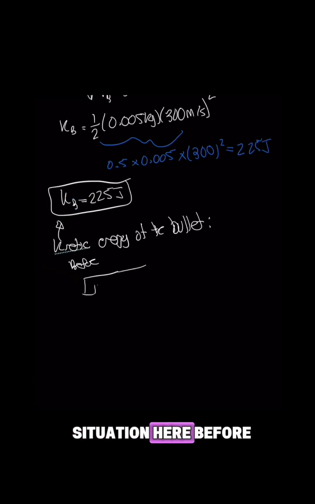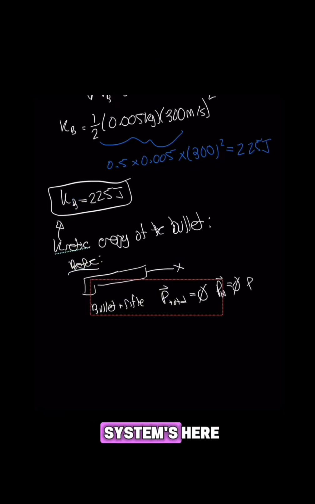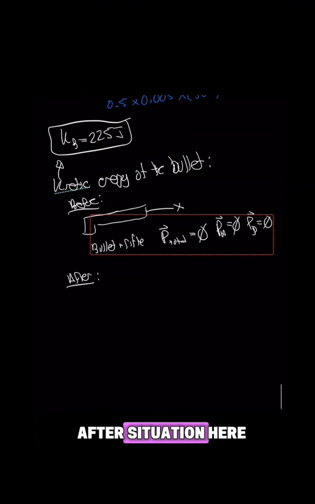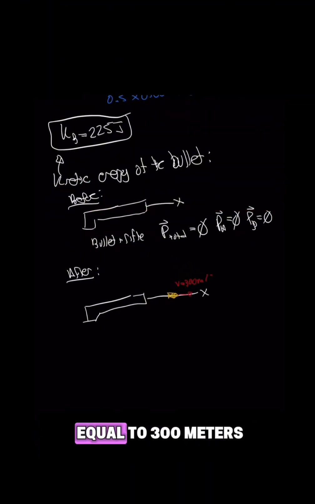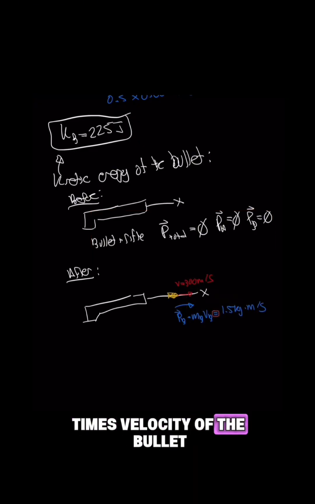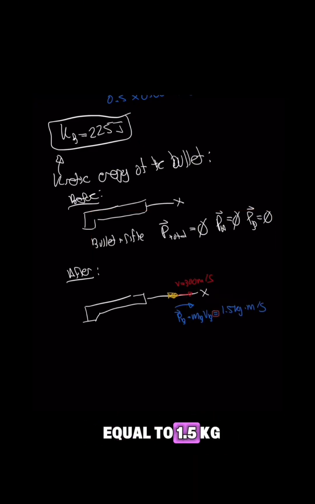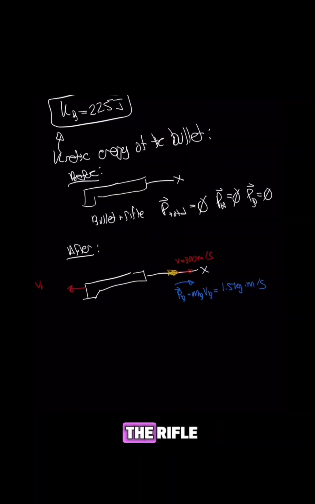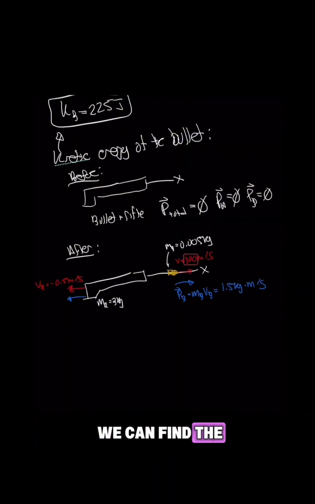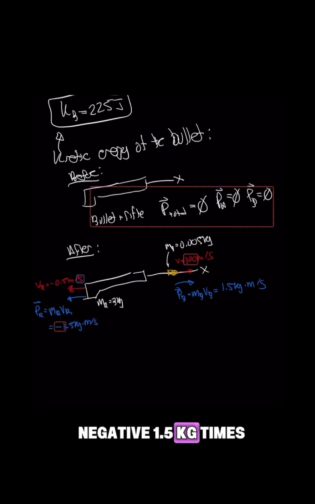We look at our situation here. Before, we found that for the bullet and rifle system, the total momentum is equal to 0 since they're both at rest. The momentum of the bullet and the momentum of the rifle are both equal to 0 in this case. And then in the after situation here, we have the final velocity of the bullet equal to 300 meters per second. Then the final momentum is equal to mass times velocity of the bullet. Plug in the values, we get that it's equal to 1.5 kilograms times meters per second. The final velocity for the rifle we found is negative 0.5 meters per second. Plug in the mass and velocity, we can find the final momentum for the rifle, which is equal to negative 1.5 kilograms times meters per second.